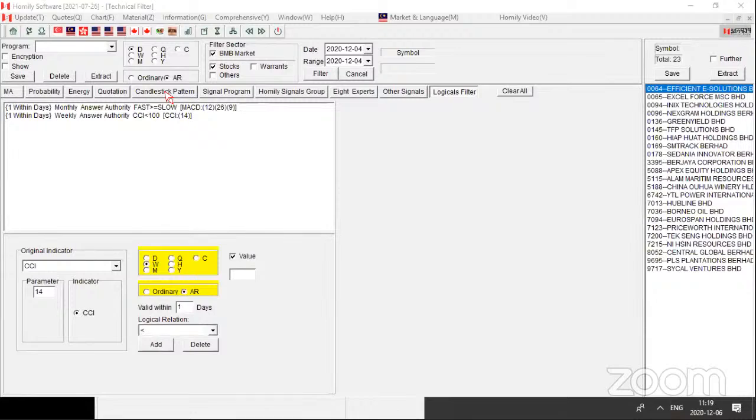Add volume into the filter. I think after filtering you can combine with volume to further filter or to analyze, and it will be okay. When you filter, you don't need to add volume.